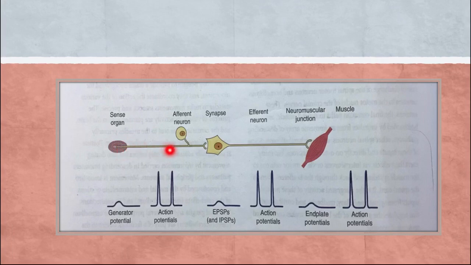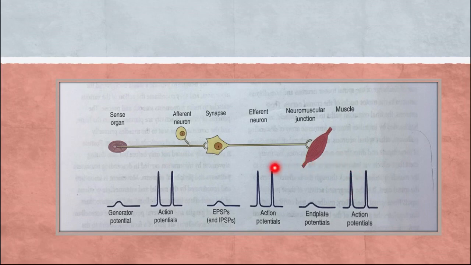This afferent neuron is forming a synapse with the efferent neuron, right. At this synapse, the afferent neuron releases the neurotransmitter, generating the action potential in the efferent neuron, which forms the synapse with the muscle at the neuromuscular junction, releasing the neurotransmitter and making the muscle contract by generating the action potential.